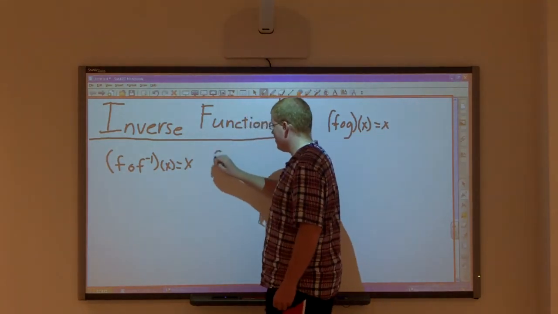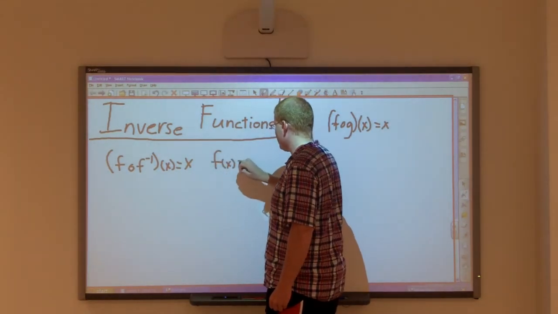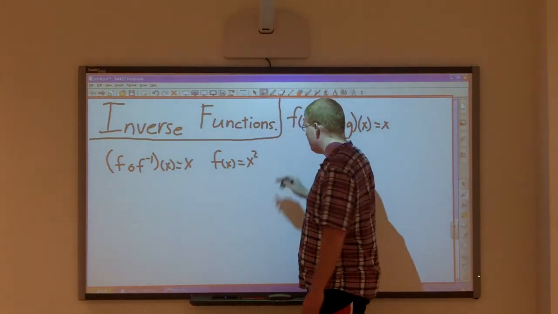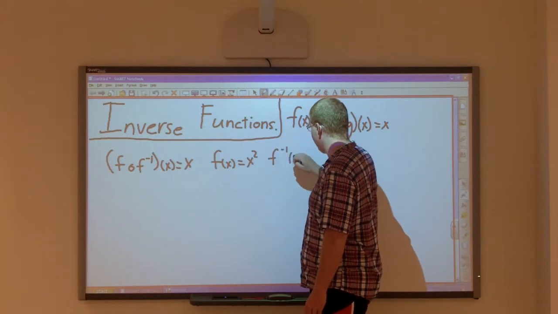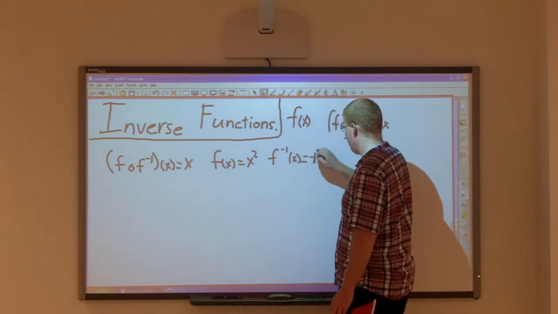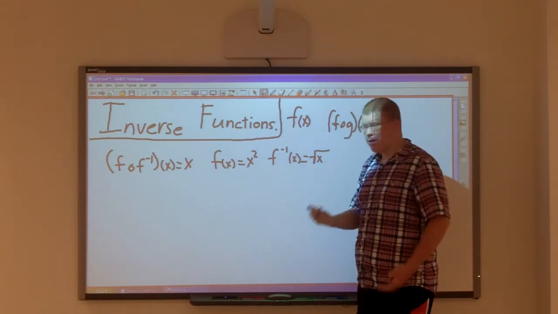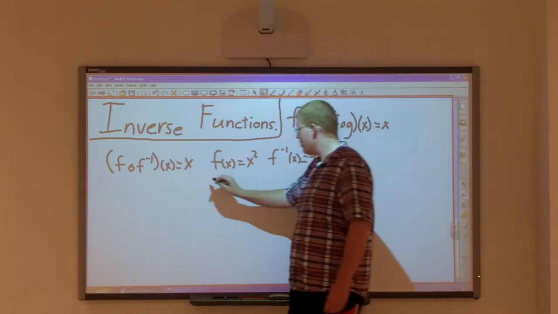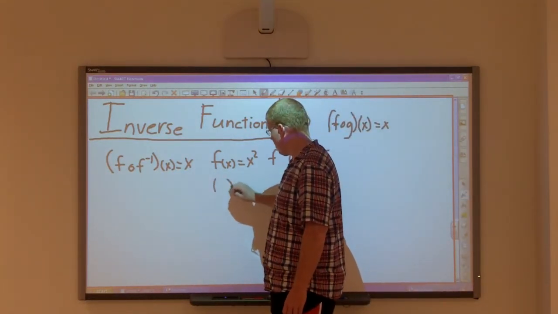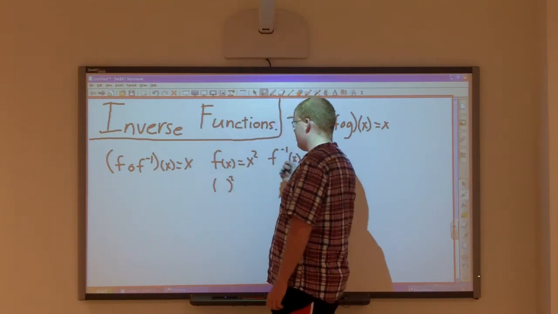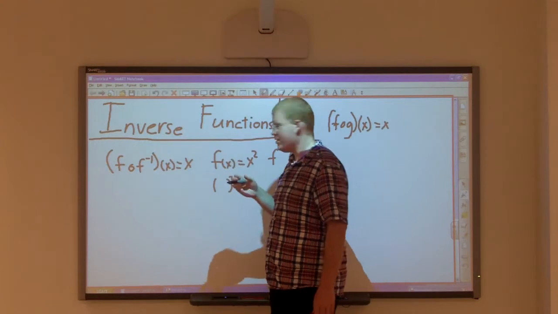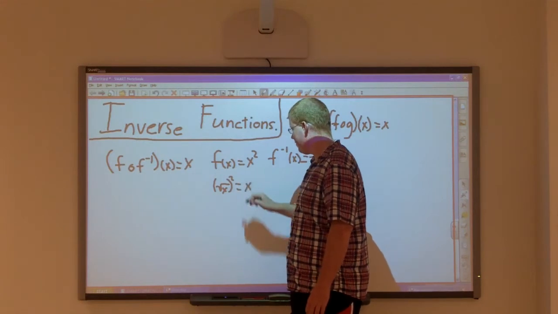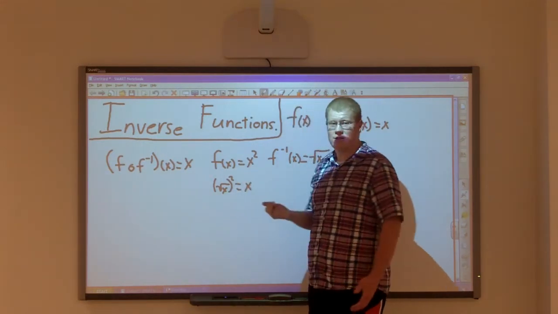Well, let's say that f of x is equal to x squared. Then we say that its inverse would be the square root of x. We can prove this because if we say that x squared is our f of x, then f of f inverse of x would be the square root, squared. Well, this is just equal to x. So therefore, these two are inverses of each other.